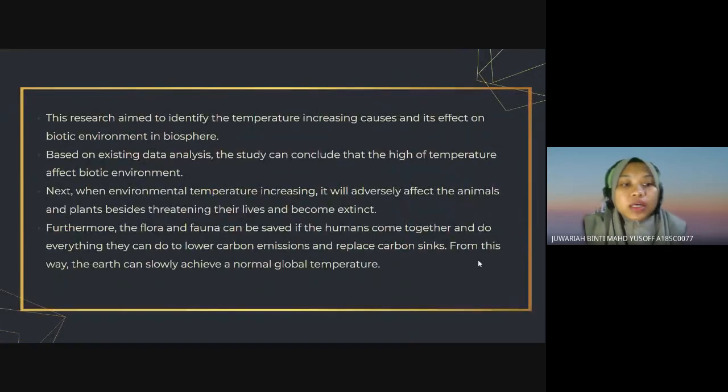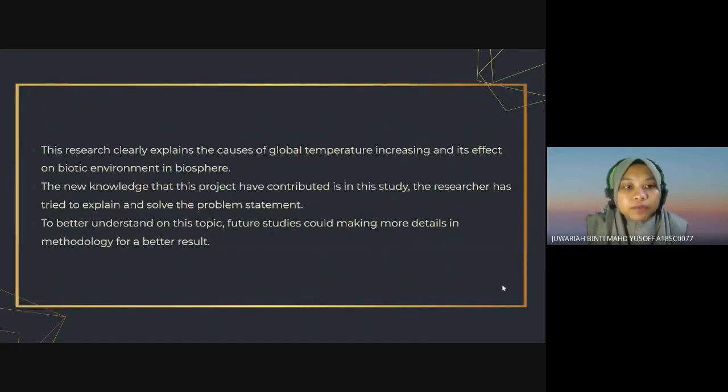For the conclusion, this research aimed to identify the temperature increasing causes and its effect on the biotic environment in the biosphere. Based on existing data analysis, the study can conclude that the height of temperature affects the biotic environment. Next, when environmental temperature increases, it will adversely affect the animals and plants, besides threatening their lives and making them become extinct. Furthermore, the flora and fauna can be saved if humans come together and do everything they can to lower carbon emissions and replace carbon sinks. In this way, the Earth can slowly achieve a normal global temperature.